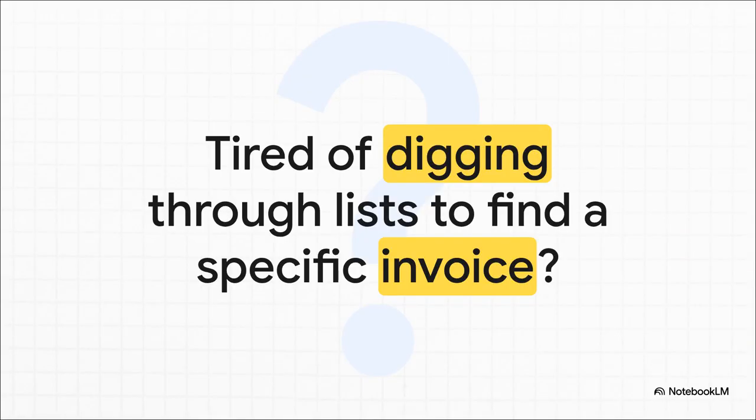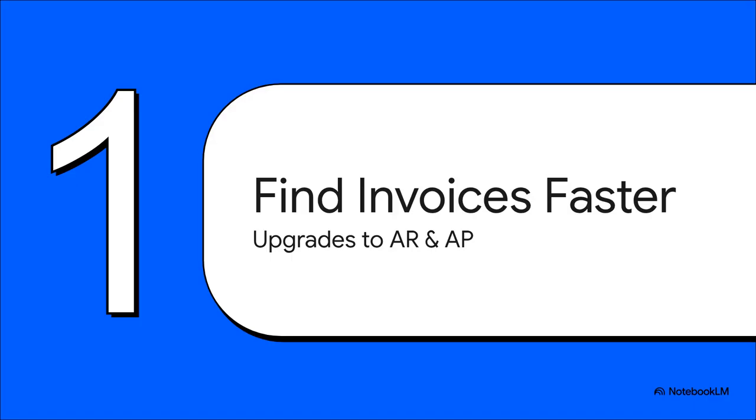All right, let me ask you something. Does this sound familiar? You're trying to enter an invoice. You know the customer's name by heart, but you have no idea what their customer number is. So what do you do? You start scrolling and scrolling and scrolling through this massive list. It's one of those tiny little frustrations, but man, they really add up over the day, don't they? Well, good news. The first big update in the 2026 release goes straight for that exact headache.